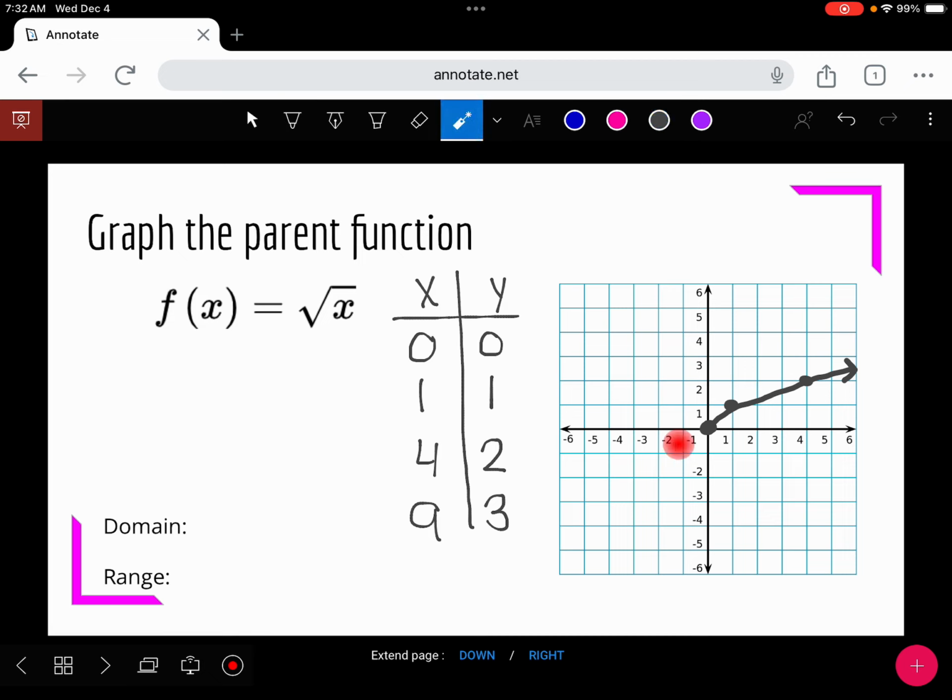But we cannot go into the negatives on our parent function. There are times we're going to have negative x's in our transformations. That's okay, as long as we follow our transformation rules. It's just in our parent function, we're never going to pick a negative x.